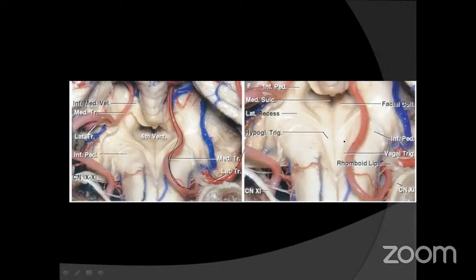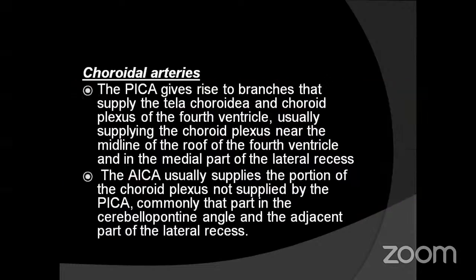Here we can easily appreciate the anatomy of the floor of the fourth ventricle that we have done previously. The choroidal arteries, the PICA, give rise to branches that supply the tela choroidea and choroid plexus of the fourth ventricle, usually supplying the choroid plexus near the midline of the roof of the fourth ventricle and in the medial part of the lateral recess. The AICA usually supplies the portion of the choroid plexus not supplied by the PICA. Commonly, that part in the cerebellopontine angle and the adjacent part of the lateral recess.